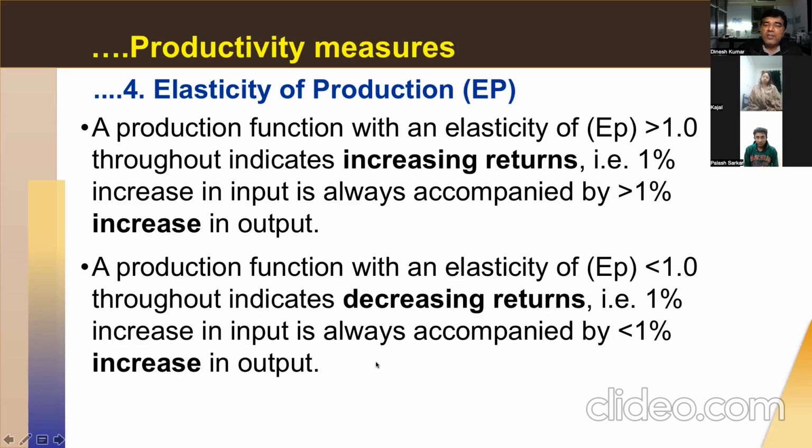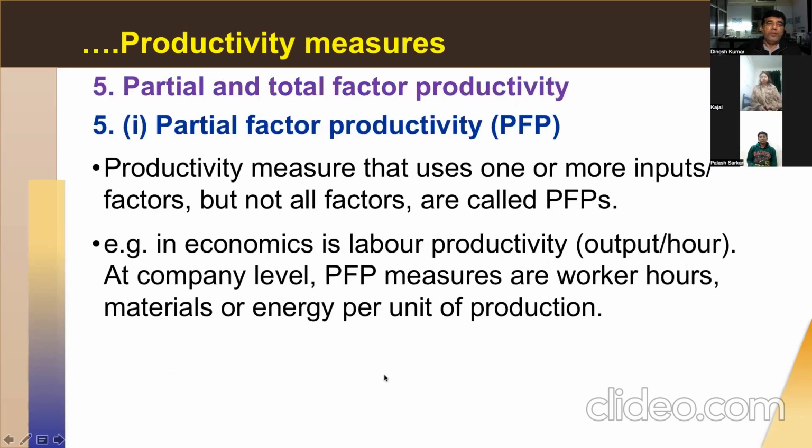So you have 3 kinds of elasticity. In one, you are in benefit. In the other case, no benefit, neither benefit nor loss. In the third case, the farmer is in loss. Now, partial and total factor productivity. So partial factor productivity and total factor productivity.